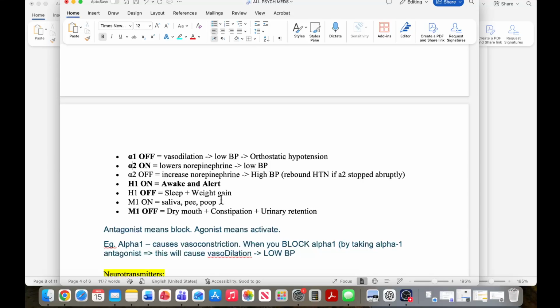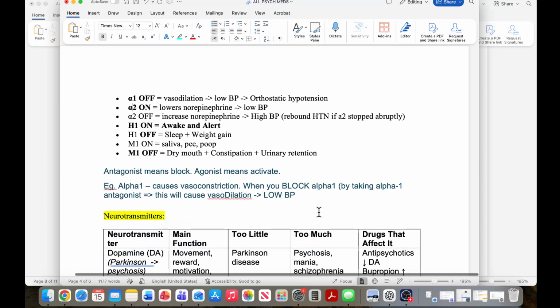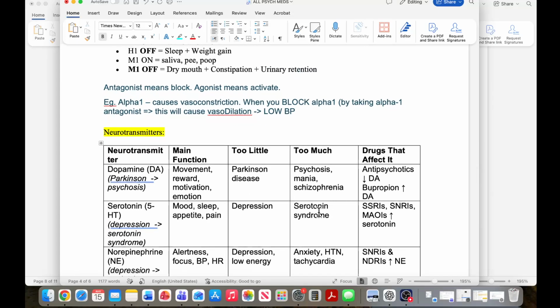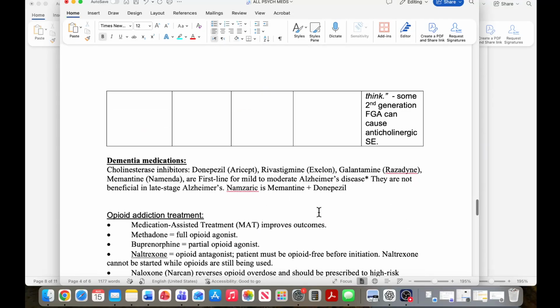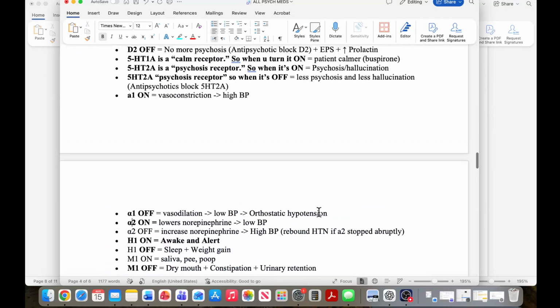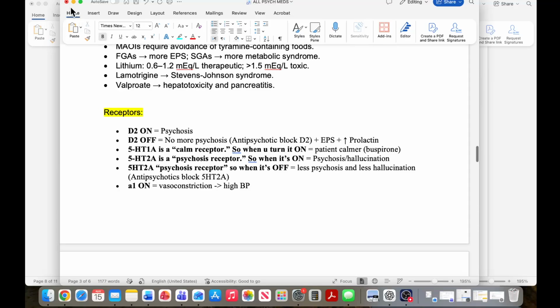M1, when it's on, it makes you have saliva and more peeing, more pooping. M1, if it's off, it causes the opposite. So you have dry mouth, you can't pee, you can't poop. I do like these receptors, so I do want to keep those. Anyway, we'll come back to this later.